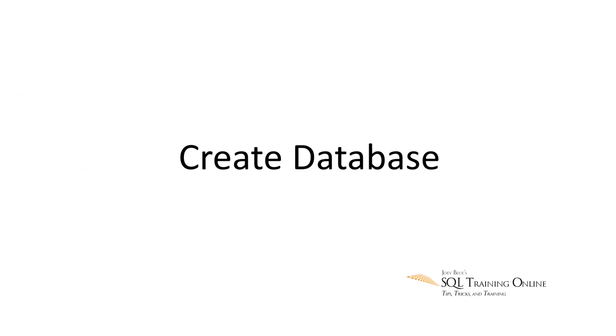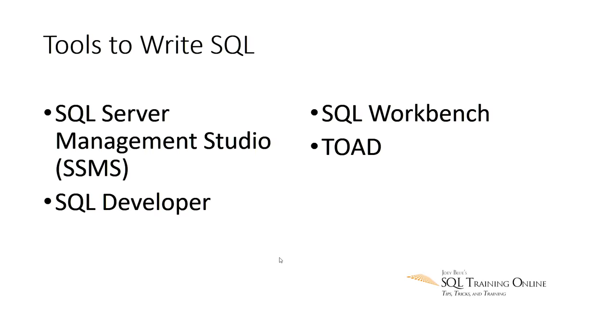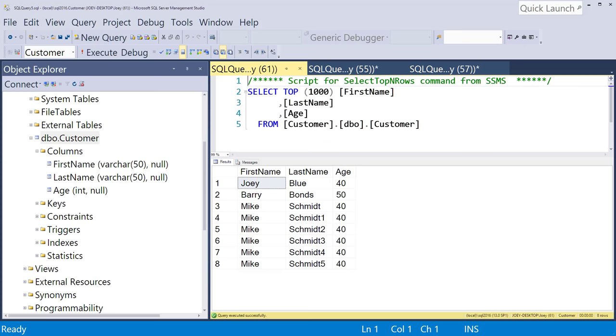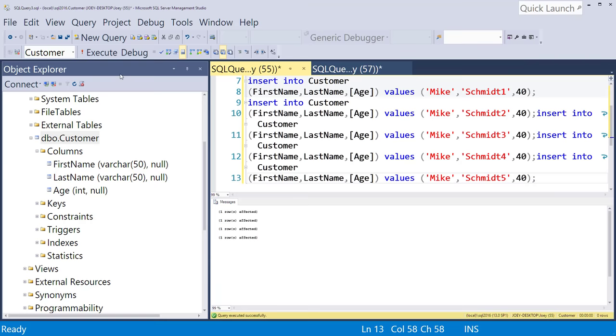Okay, so let's go back to our agenda, make sure that I'm covering everything. So we had the quick introduction of SQL. We created a database and a table. We inserted some data. What we need to do now is select it back out. So we cheated and we used this, over here we right clicked and it created a select statement for us. But I want to not cheat and I want to start from scratch so you can learn it. So I'm going to go back to my customer database.